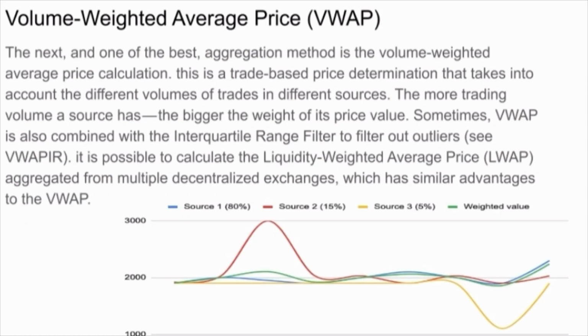Now let's see the next method, and one of the best aggregation methods is the volume weighted average price calculation. This is a trade based price determination that takes into account the different volumes of trades in different sources. The more trading volume a source has, the bigger the weight of its price value. Sometimes VWAP is also combined with the interquartile range filter to filter out outliers, see VWAP-IR. It is possible to calculate the liquidity weighted average price, LWAP, aggregated from multiple decentralized exchanges, which has similar advantages to the VWAP.